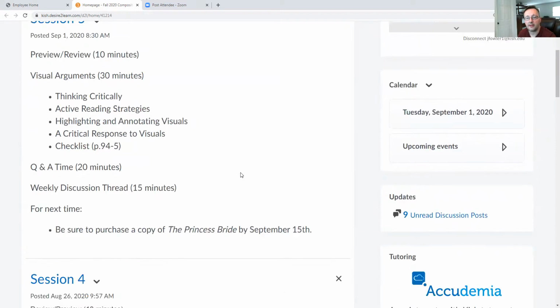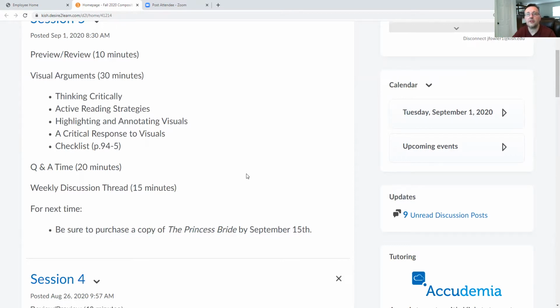So again, thinking critically. How do we think critically about a visual argument? We'll find out today. What do active reading strategies, you read that correctly, what do active reading strategies have to do with visuals? How is it possible to highlight and annotate a visual? Then we'll talk about some ideas for a critical response to visuals, much akin to the way we ended last week's chapter with a critical response and how to write that.